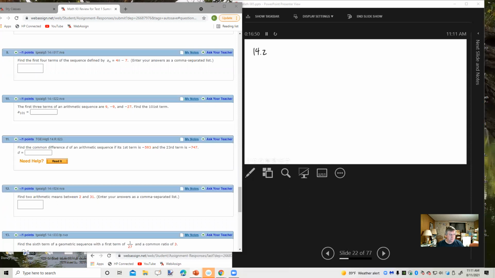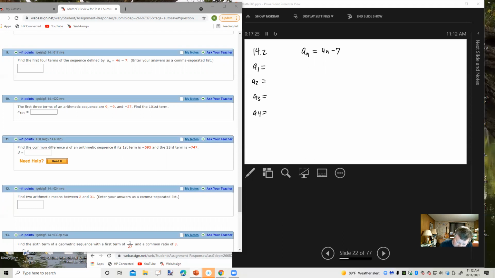Okay, now if they give you a specific sequence, such as in problem number 9, we follow that. If they don't, then we'll follow the one in the book, and we'll get there in a minute. So in problem 9, it says find the first 4 terms of the sequence defined by a sub n equals 4n minus 7. Okay, and we are to find a sub 1, a sub 2, a sub 3, and a sub 4. And separate those by a comma.